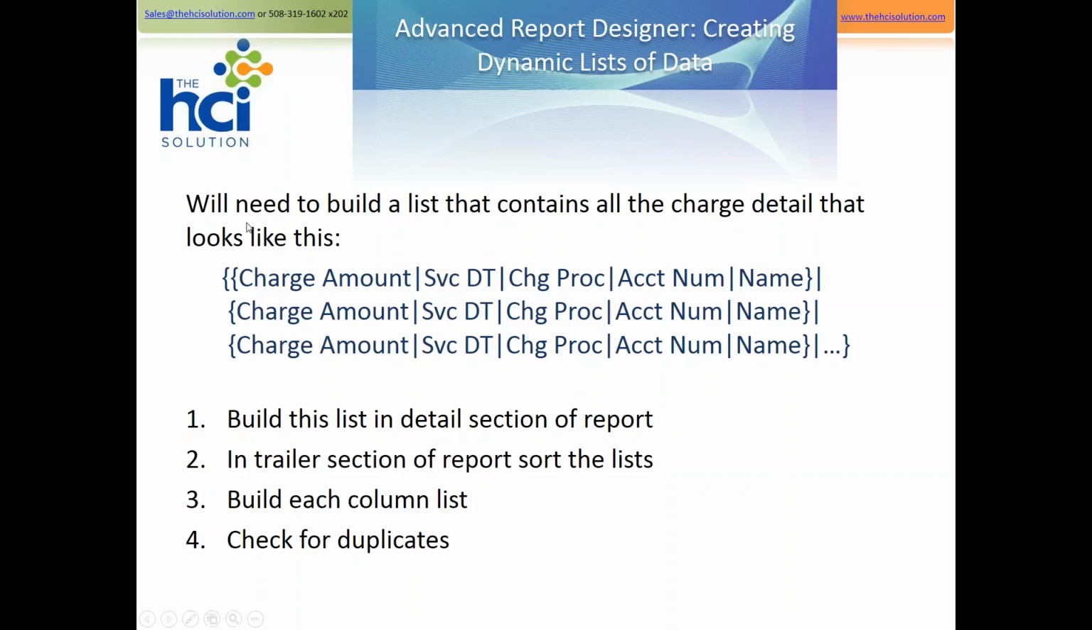We'll sort it by the largest charge first down to the smallest. So we're going to sort this in descending order, and then we're going to pick out the 10 highest list elements here. You'll see how we do that as we start writing the rule. We also have to make sure that we check for duplicates. If we've already included a particular charge procedure, then we're not going to include that particular charge.